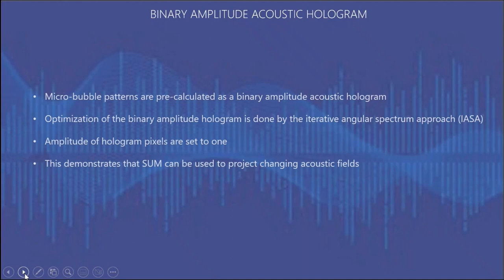Microbubble patterns are pre-calculated as a binary amplitude acoustic hologram. Optimization of the binary amplitude hologram is done by the iterative angular spectrum approach. For this concept, in the hologram plane, the phase distribution is converted into a binary amplitude distribution with a fixed phase at each step. From the propagated target image, an average phase value can be determined. The amplitude of the hologram pixels are then set to 1. This demonstrates that SUM can be used to project changing acoustic fields.